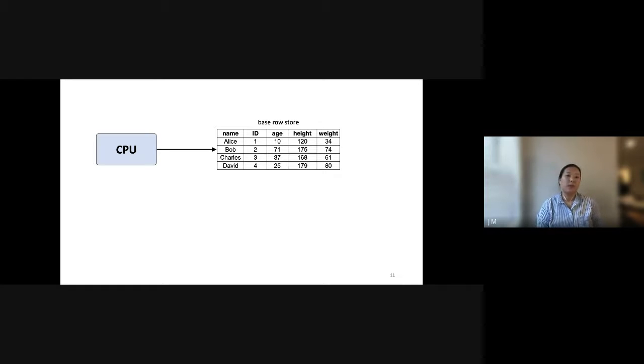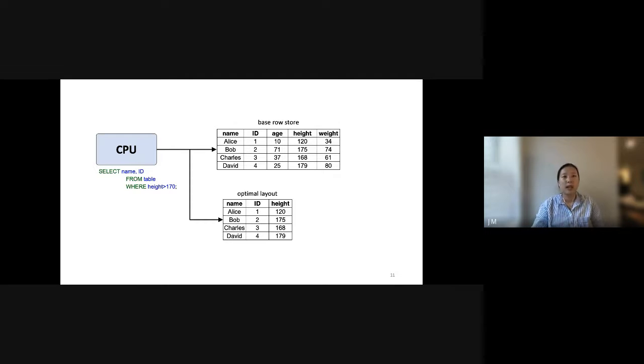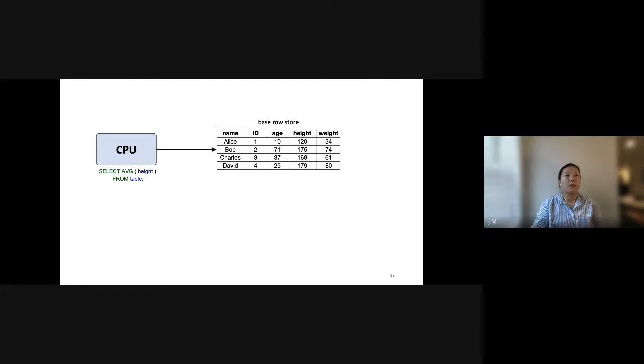The thing is, the optimal layout changes for each query. So if we have a query something like this, the optimal layout would have columns of name, ID, and height. And if our query changes to something like this, calculating the average height from the table, then the optimal layout would be a table that only contains the height field. And if your query changes to something like this, your optimal layout is changing.